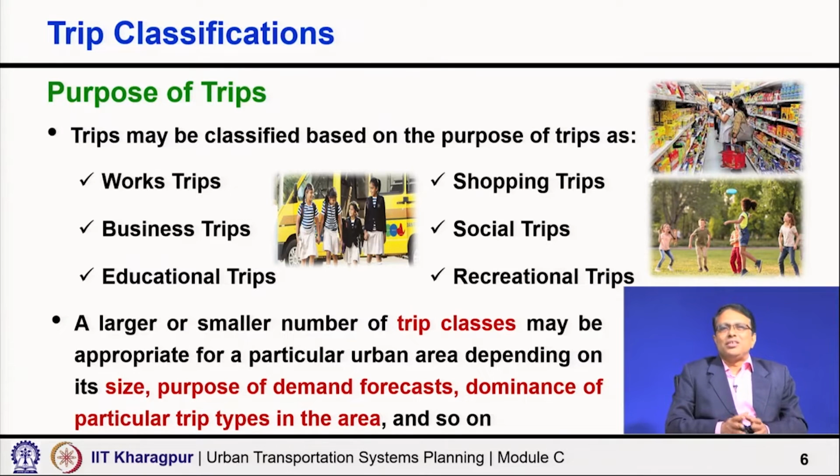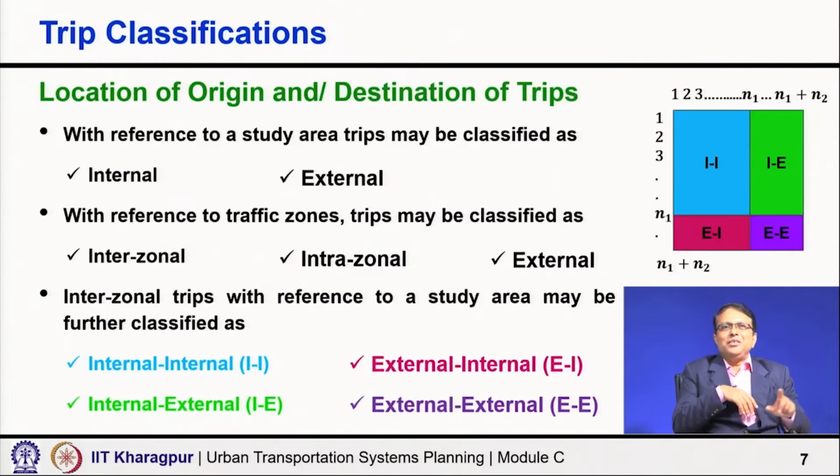So, all these are to be considered, but remember that there are different, very interesting ways we can look at the trips. So, one way of looking at it is, as I said earlier, whether the home is there at one end, either origin or destination. So, that is one way, home, non-home, and also here based on the purpose. Then based on the location of origin and destination of trips.